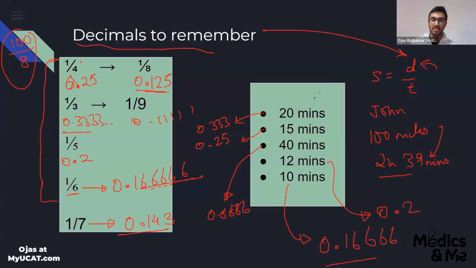2.6666. Because we know that 39 minutes is about 40 minutes, one of these numbers we memorized. So if John is going 100 miles in 2 hours, 39 minutes, that's just going to be 100 divided by 2.66. So that saves you the time of working it out on your calculator. You only do the last bit on your calculator. Make sense? All good?